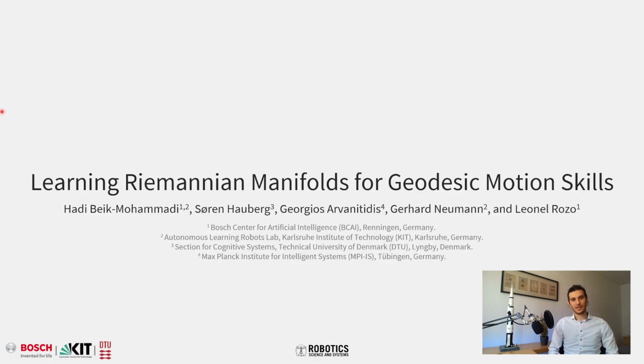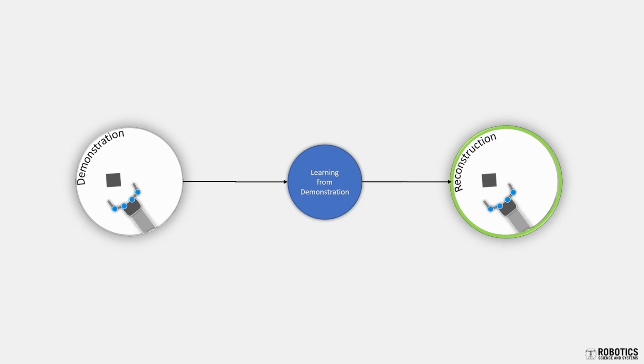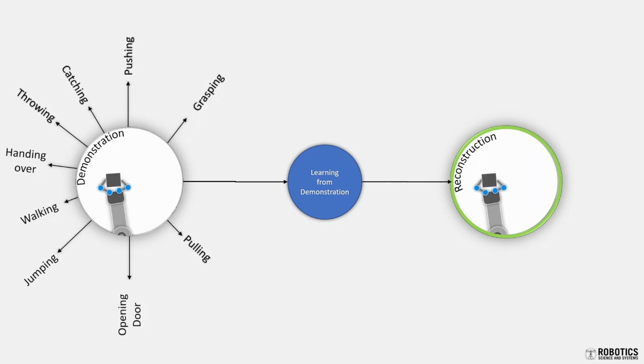I'm a PhD student at Bosch Center for Artificial Intelligence, and today I'm going to present our paper, Learning Riemannian Manifolds for Geodesic Motion Skills. We use learning from demonstration to be able to reproduce robot motion as simple as grasping or harder tasks like opening doors or walking. There are several methods based on dynamical systems, neural networks, and probabilistic methods that can provide a platform to learn these skills.